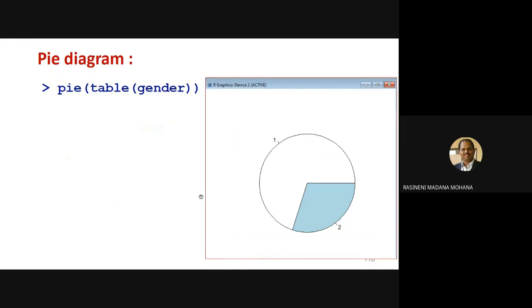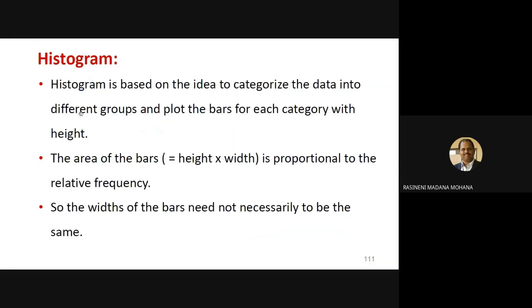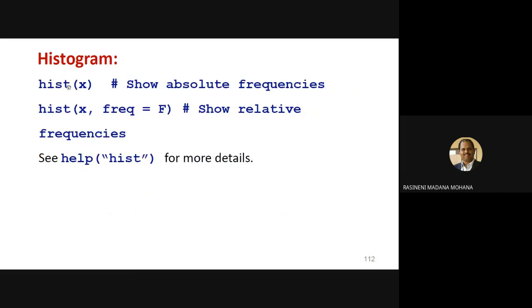Then coming to our next graphical tool, the histogram. A histogram is based on the idea of categorizing the data into different groups and plotting the bars for each category with the height. So bar plot and histogram are different, don't confuse them. The area of the bars, height times width, is proportional to the relative frequency. So the widths of the bars need not necessarily be the same. For this, the command is simply hist, H-I-S-T, within function brackets, give the vector name. Hist of x shows absolute frequencies. If we set freq equal to FALSE, it shows the relative frequencies.